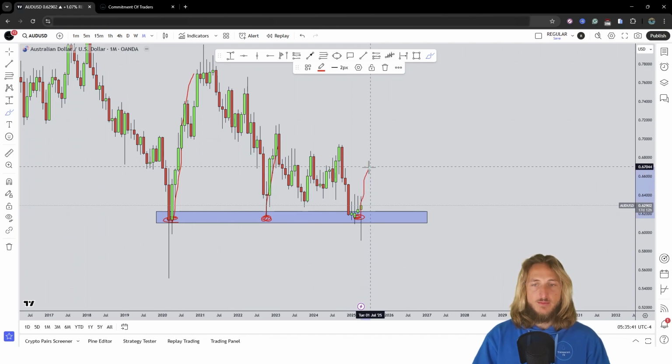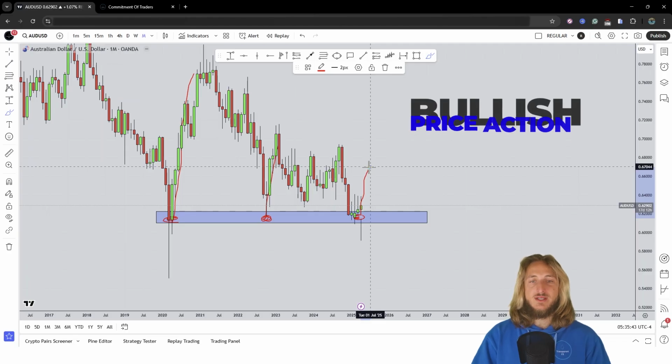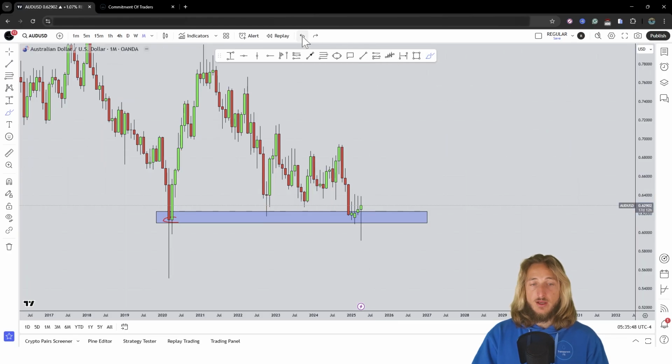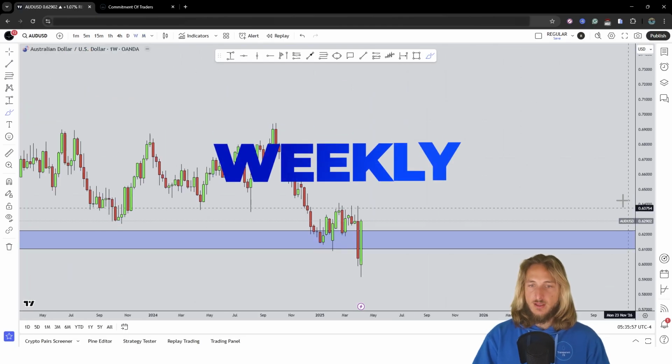And at the moment, the market is in the process of creating a rejection to the upside away from this zone. So from a monthly standpoint, everything looks quite bullish and more bullish price action could be expected away from this area. Let's keep all of this in mind and drop down on the weekly time frame.